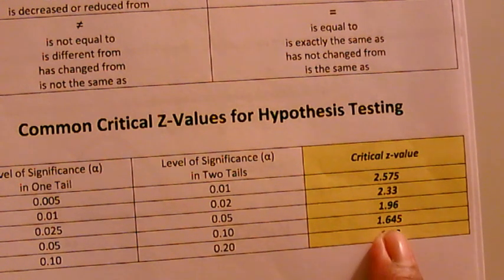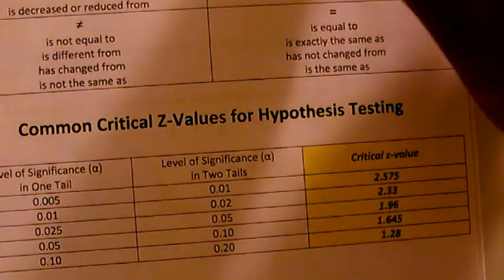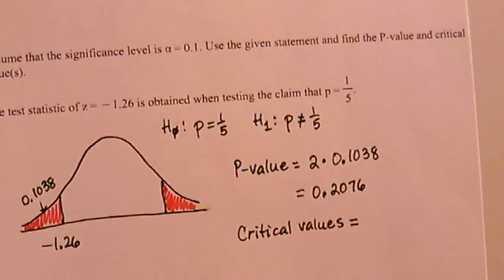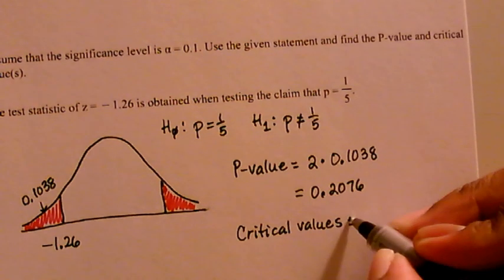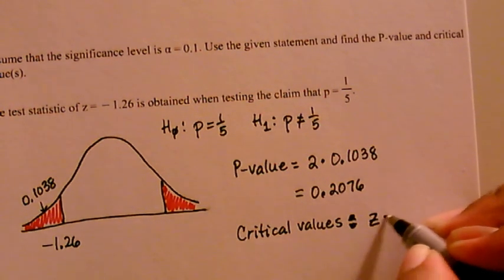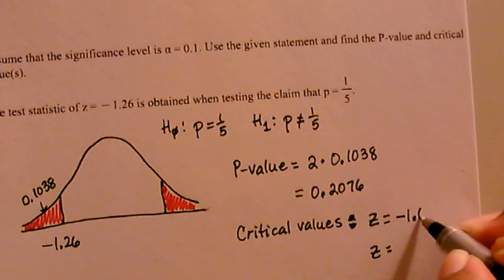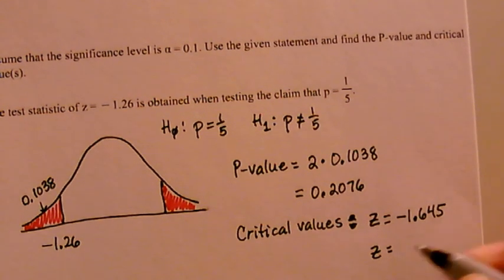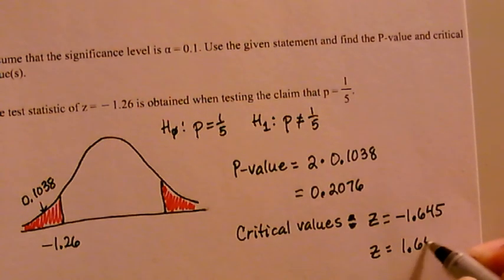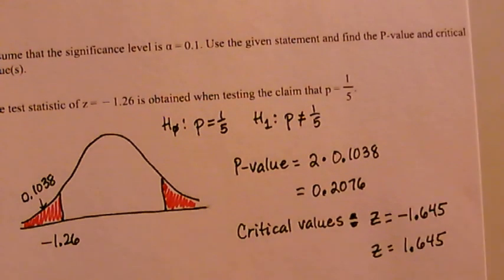Look to the right, you'll see your critical value is 1.645. Now, however, it's a two-tailed test, so that means we have 2 critical values. One will be a negative 1.645. The other one will be a positive 1.645.